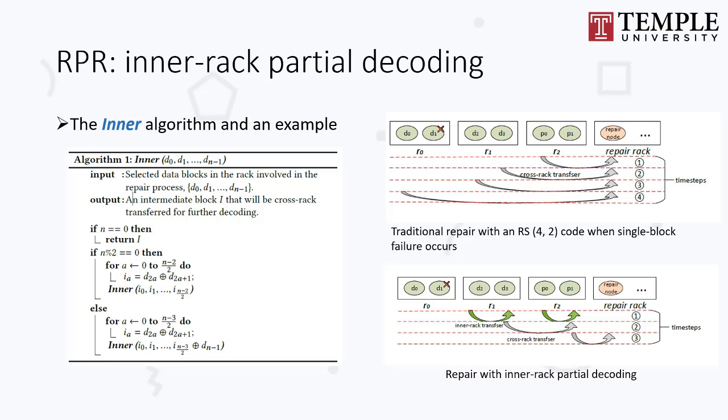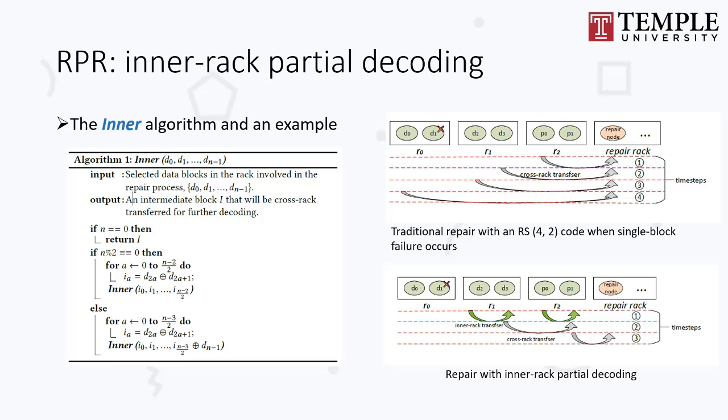So the subfigure below shows the repair process with the inner rack partial decoding deployed. We can see that the difference here is that in the first time step, there will be an inner rack transfer within the racks R1 and R2, where the intermediate blocks will be generated. And then in the second time step, the intermediate block from R1 will be transferred to R2 and then generate the final recovered data block D1 here. And then in the last time step, D1 will be cross-rack transferred to the repair node or repair rack.